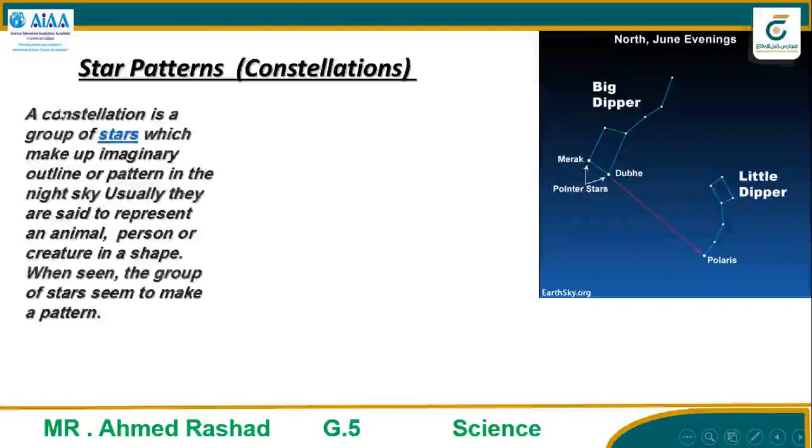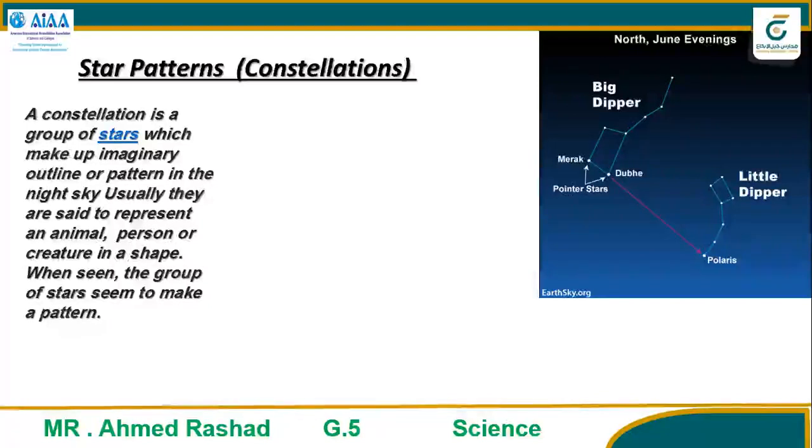So a constellation is a group of stars that we can see in the night sky, only at night. Why? Because we cannot see them in the day, in the sunshine. Why? Because the light of the Sun is stronger than the light coming from the stars that make the pattern. And actually these stars are at a large distance between the Earth and the stars in the sky.